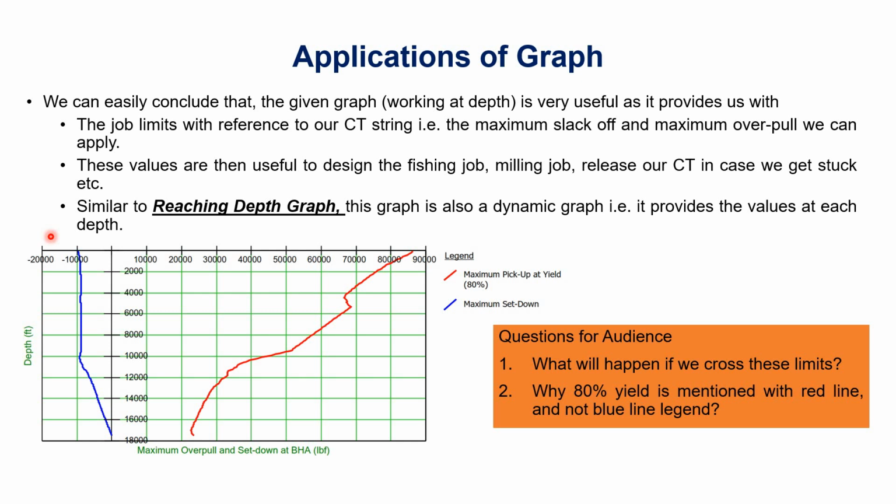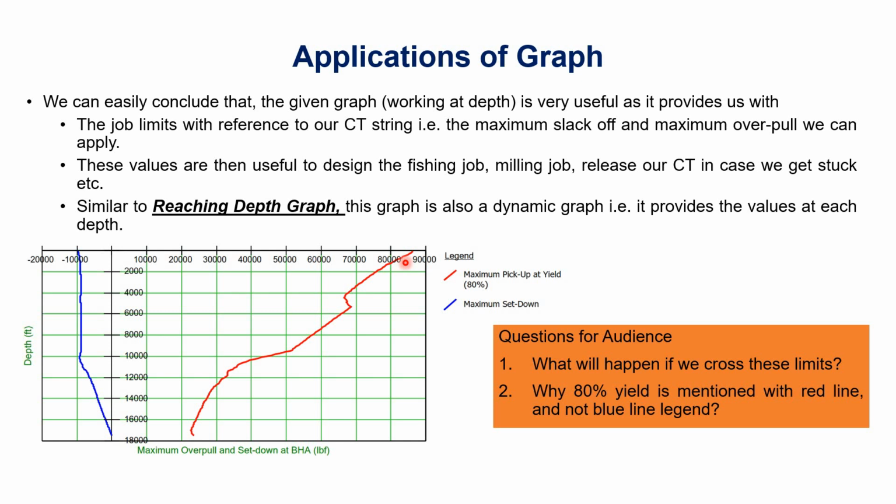So that was the discussion about the working at depth graph. Now I will end this tutorial with a question for you guys: what will happen if we cross these limits? I just mentioned that we cannot exceed these two limits. This is the slack off limit and this is the overpull limit. So my question is, if we move beyond these limits, if we apply more slack off than this minus 10,000, what will happen to our coil tubing string? Similarly, if we apply more overpull, what will happen to our coil tubing string?